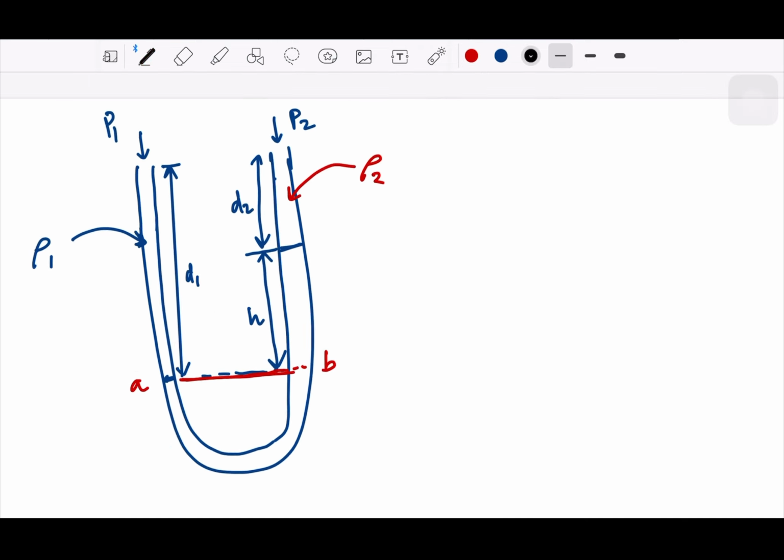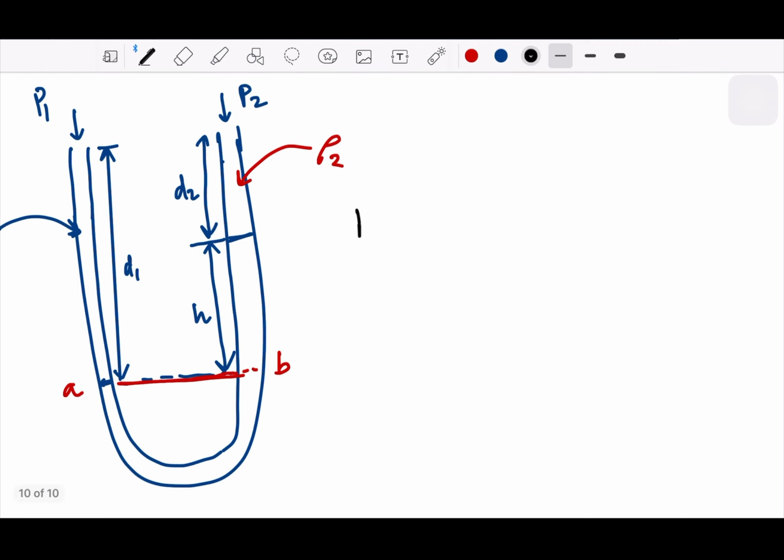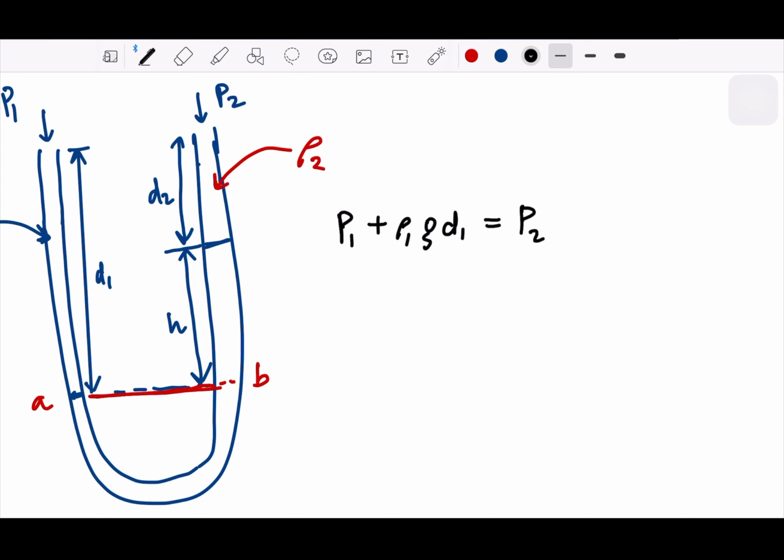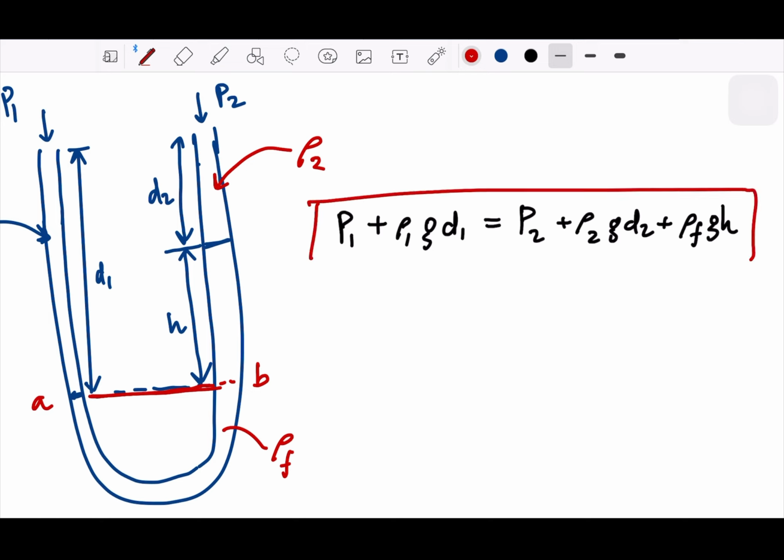Now based on our general formula, we can take the P1 plus the fluid 1, rho 1, right? Plus rho 1 gravity and the d1 as in height, and we can take this into equations. So it equates with the second fluids, and then this is the fluid of the manometer. So we have a manometer fluid here, okay, and we can have this general formula.